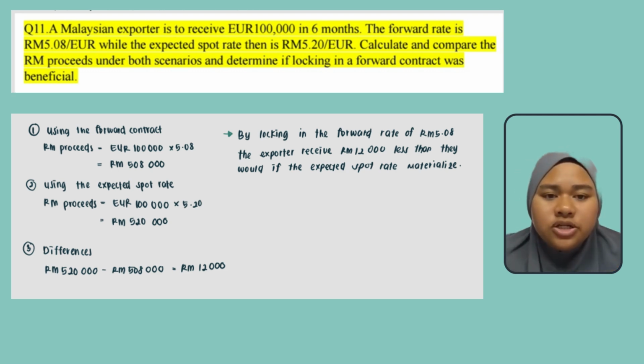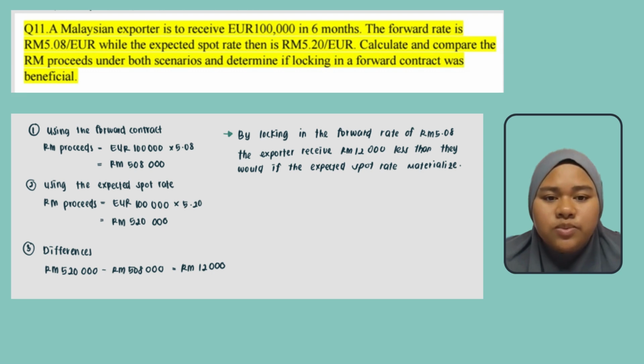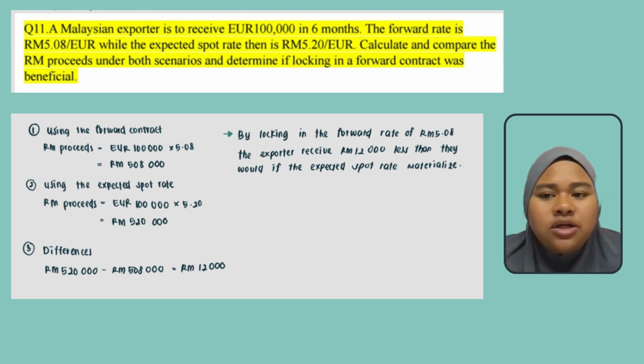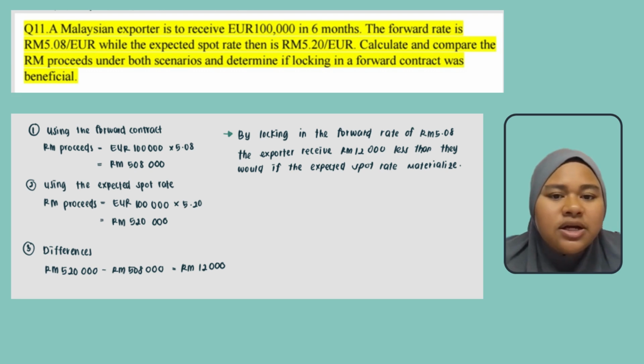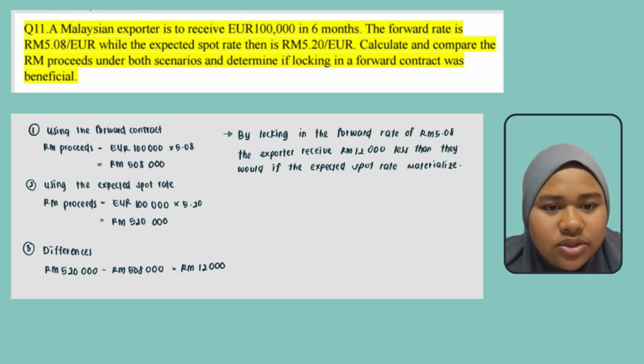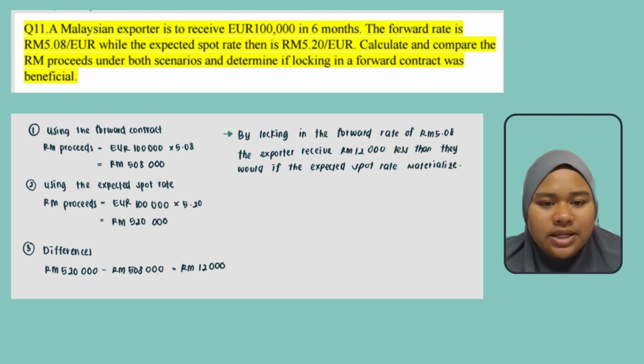So option 1 is using a forward contract. If the exporter locks in the forward rate, the RM proceeds will be 100,000 euros times 5 ringgit 8 cents, which equals 508,000 ringgit. If we use the future spot rate, if the exporter waits and uses the expected spot rate, we get 100,000 euros times 5 ringgit 20 cents, and we will get 520,000 ringgit.